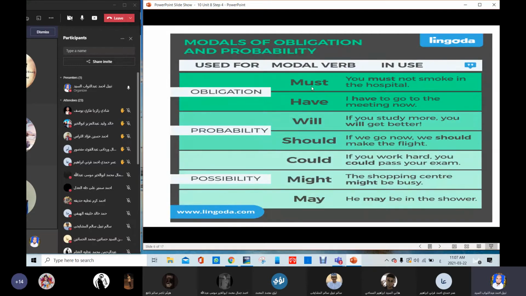Again, must for obligation, have to for obligation, but if you are talking about rules... Should is for giving advice, must for strong advice, it's stronger than should. If you are talking about possibility, use could, might, may. If you work hard, you could pass your exam. The shopping center might be busy. He may be in the shower. I'm not sure. I'm not certain.